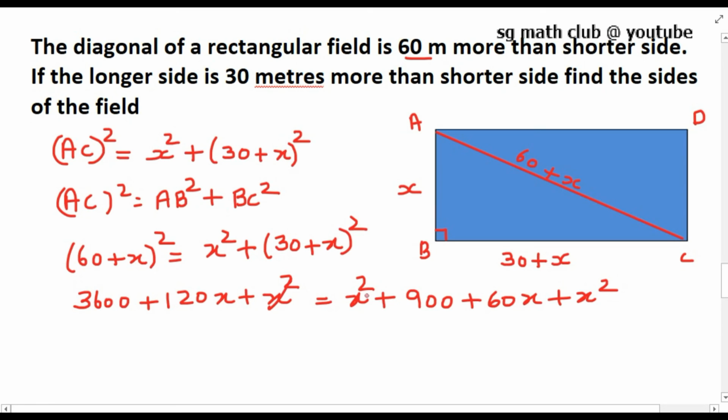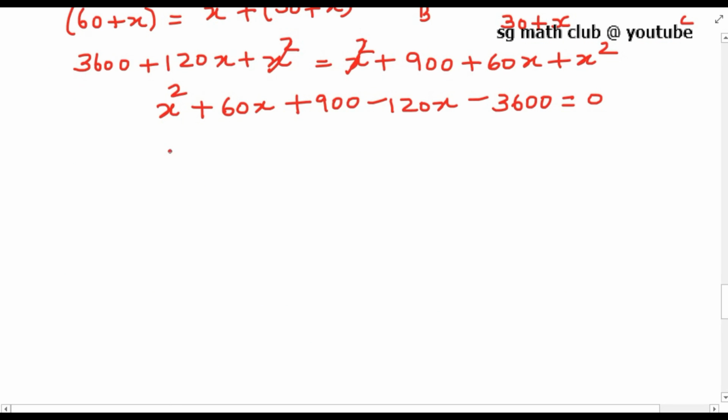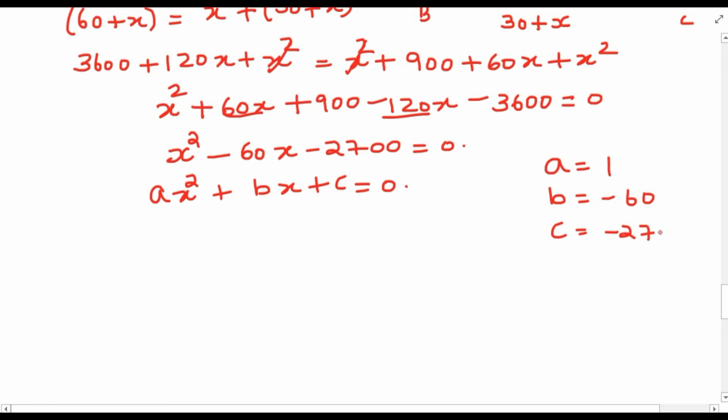Now x square we can cancel. Bring everything to the right side. On the right side we have x square plus 60x plus 900 minus 120x minus 3600 equal to 0. So when you simplify this, we'll get x square minus 60x, since 60x minus 120x is minus 60x, minus 2700 equal to 0. This is in the form of ax square plus bx plus c equal to 0, where a is 1, b is minus 60 and c is minus 2700.